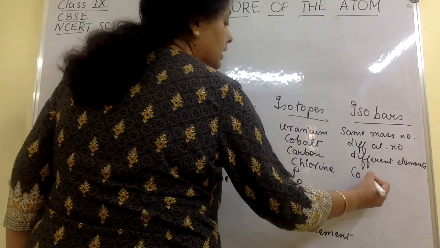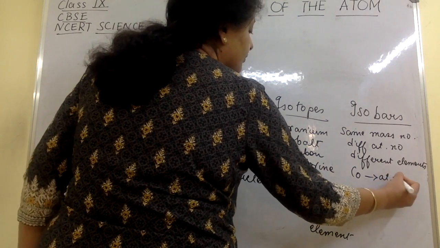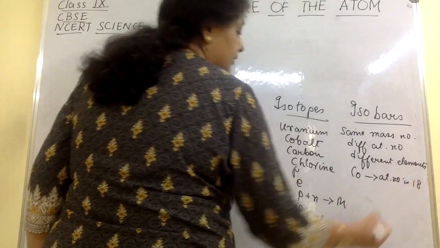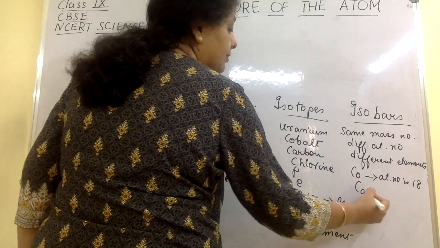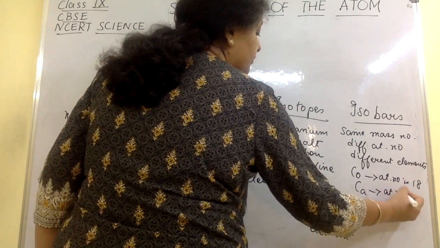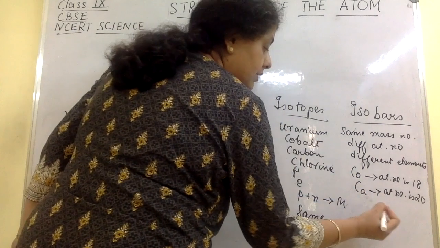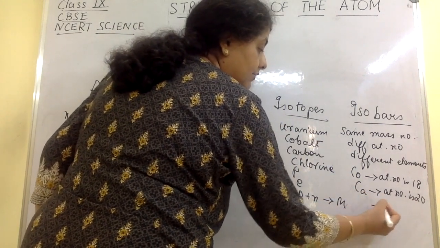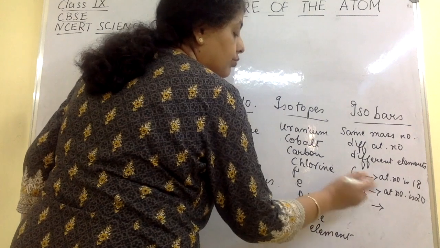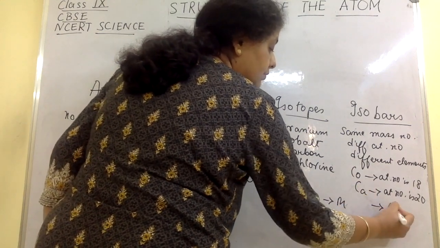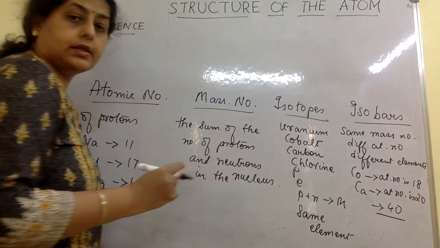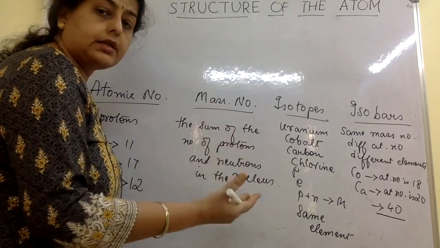Like argon, atomic number is 18. Calcium atomic number is 20. But both of them have the same mass number. Calcium and argon both have a mass number of 40. So that is how they differ.